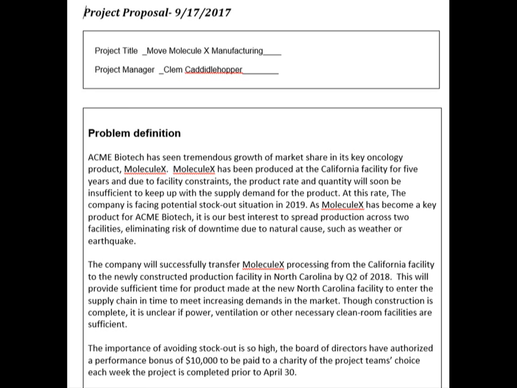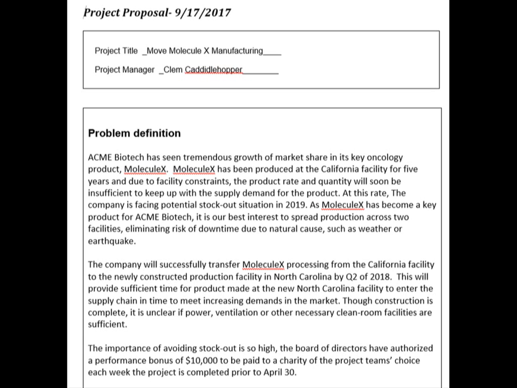So this is a copy of the template that is provided for you in Assignment 2, Part 1. This is the project proposal template, and I'm going to just use this project proposal template. You don't have to. But here's the thing.